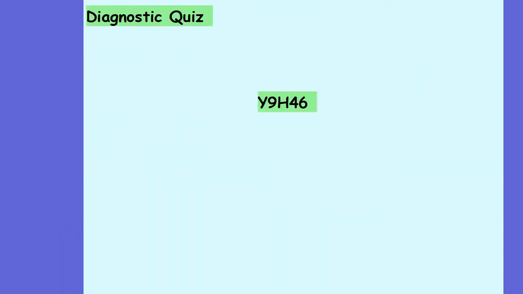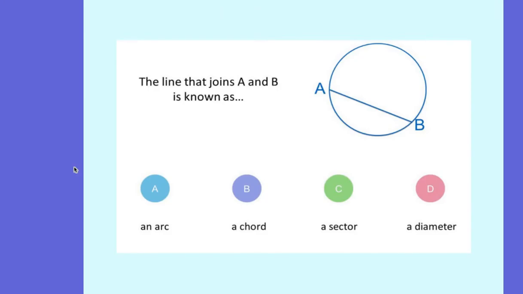Okay guys, we're going to head into the diagnostic quiz. So these are 5 questions, A, B, C or D. Write down your answers and then I'll go through all the answers with you at the end. Question number 1. The line that joins A and B is known as what? An arc, a chord, a sector or a diameter? Pause the video if you need any extra time.